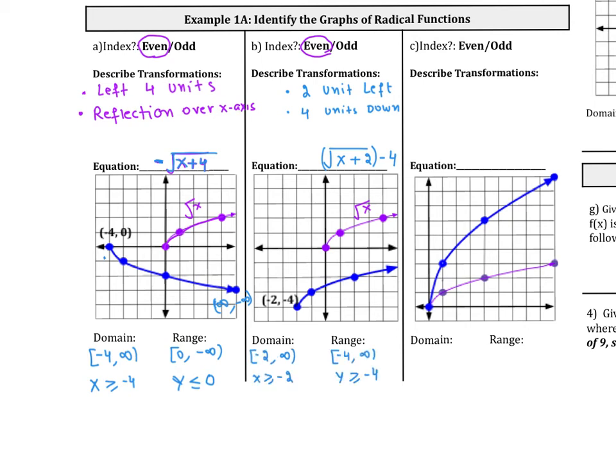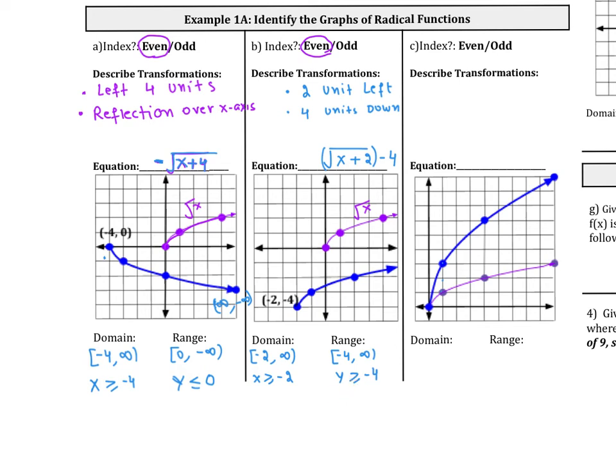For the domain, it starts from the x value negative 2 and goes forever to the right, so x is going to approach infinity on the right side. Or you can write it as x greater than or equal to negative 2. For the y value, it starts from negative 4 and goes up and right. Up means it approaches positive infinity, and y is greater than or equal to negative 4.